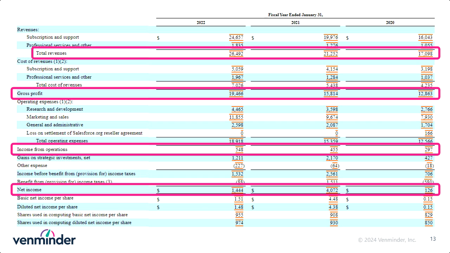You can see their growth, you can see the mix of their revenue between subscription, support, and professional services and other. So doing a revenue analysis, even if it's at the high level or the total revenue basis, is important when you're doing these vendor financial reviews.